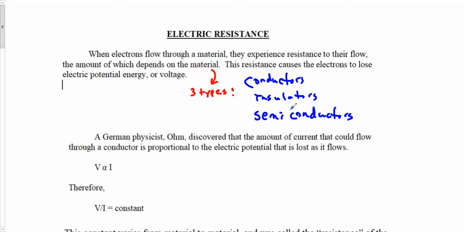A German physicist named Ohm discovered that the amount of current that flowed through a conductor is proportional to the electric potential that is lost. So that means that if I double the potential difference, I should get double the current. If I triple the potential difference, I should get triple the current. This means V is proportional to I, yes? That's my proportional sign. Proportional to.